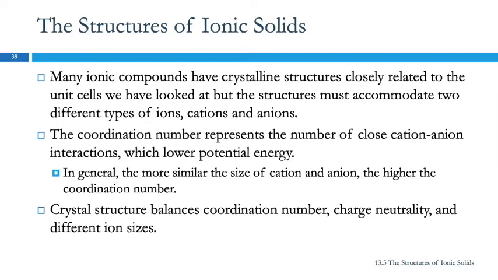So the ionic structures are a little bit different. The crystalline structures are related to those unit cells, but now we have two different types of ions, a cation and an anion. And here we're looking at the coordination number being the number of close cation-anion interactions. Coordination number would be the same.